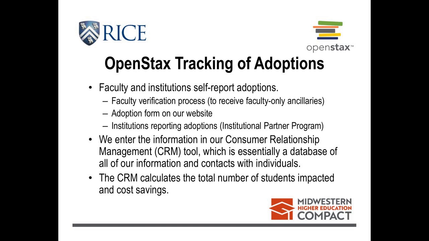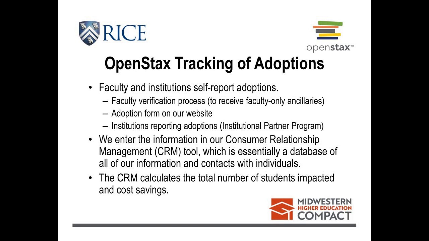And so how do we track the OpenStax adoptions? You'll probably hear us say a lot, well, we have 2.5 million students a year using our books each year. How are we getting to those numbers? And we're getting to those numbers primarily by faculty and institutions self-reporting their adoptions. So it's as simple as Mary Smith saying, my name is Mary Smith, I teach psychology at Kellogg Community College, and I have 300 students a year. And that's how we're getting to those adoption numbers.